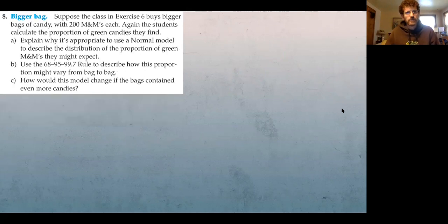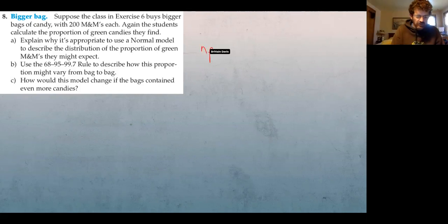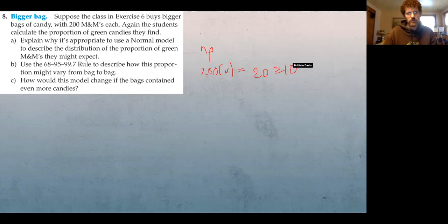All right, so now we're going to do this again. We got 200 M&Ms. Just real quick, are we going to meet the large counts condition for this one? Yeah, we should meet it. So n times p, and the probability hasn't changed. So that's going to be 200 times 0.1, which is 20, which is greater than or equal to 10. That was really the only one we need to worry about. So good. It's appropriate to use a normal model. We passed the large counts condition. The other would be 180, which is definitely greater than or equal to 10.